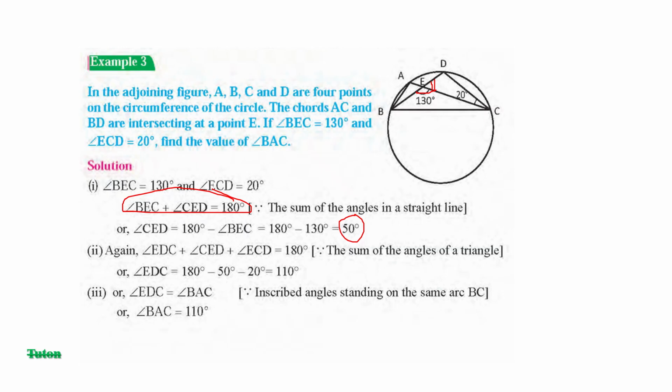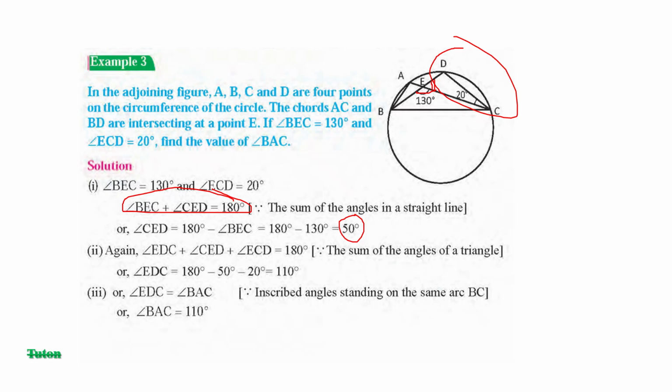As we all know, the sum of the angles of a triangle is 180 degrees. We apply this theorem on triangle EDC. Here angle DEC plus angle ECD plus angle CDE is equal to 180 degrees.